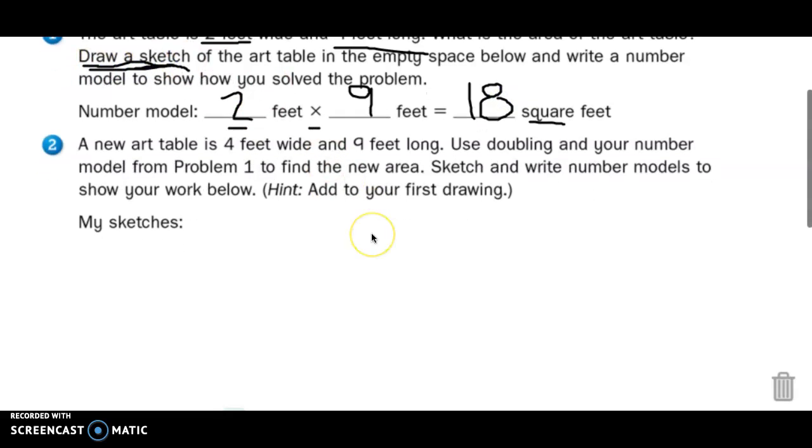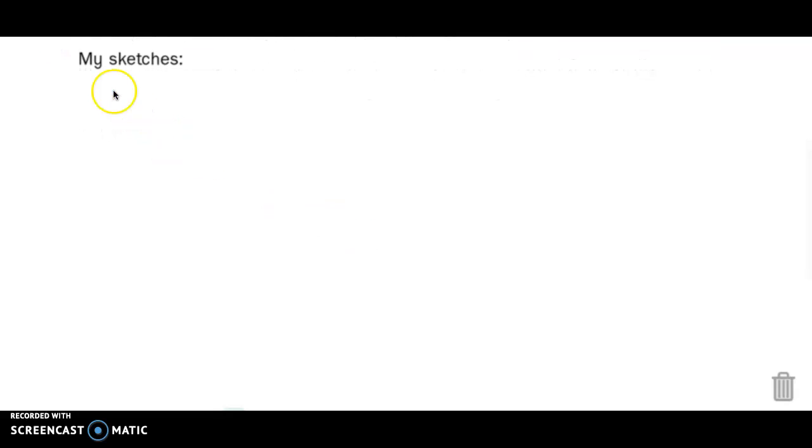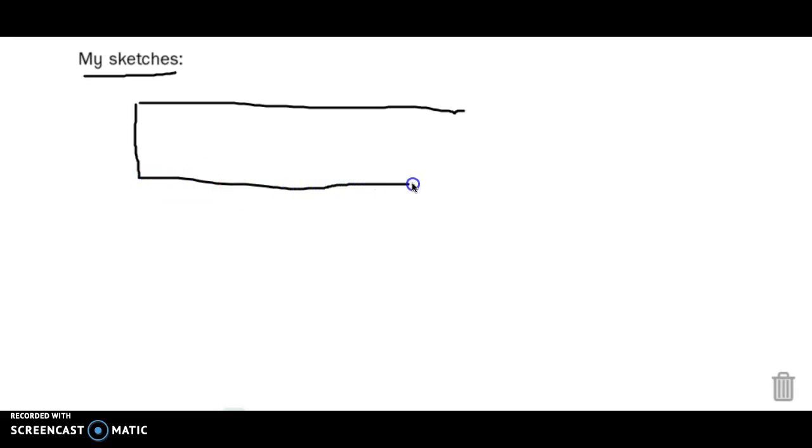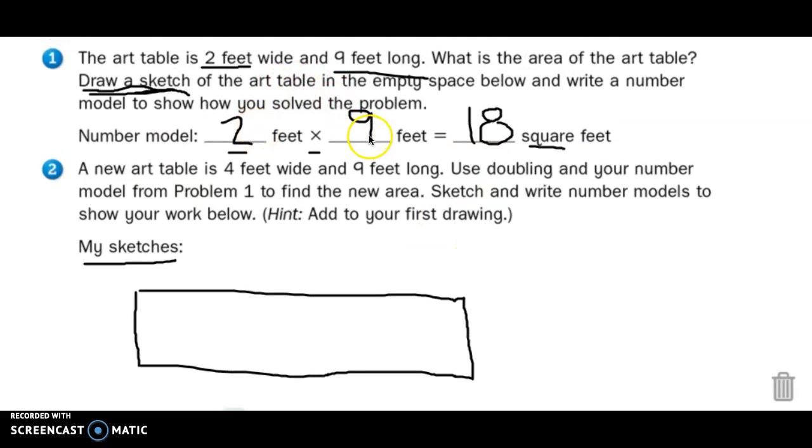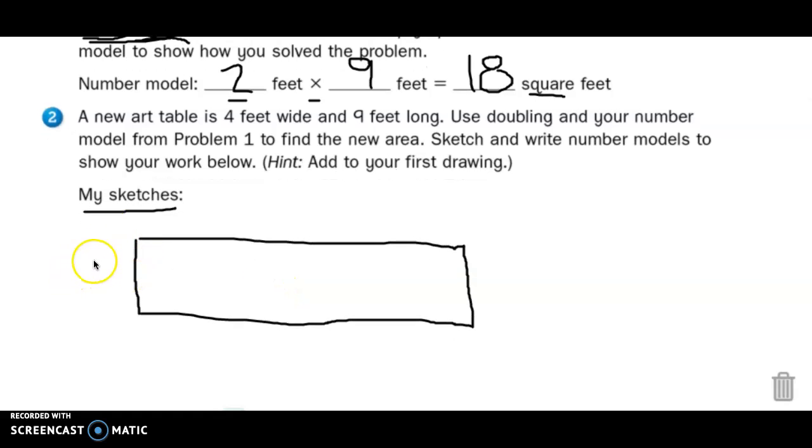Okay, but remember it says draw a sketch. So we did a number model. Now we need to draw a sketch. It says my sketches. So here we go. Or on your blank sheet of paper. I draw a rectangle. So I need a short side and I need a long side. Okay. A rectangle. The top line is the same as the bottom line, and the left line is the same as the right line. So a 2 by 9. So on my smaller side, I label it a 2 because we always label at least 2 of our sides. At least. So the short side is 2. The long side is 9.